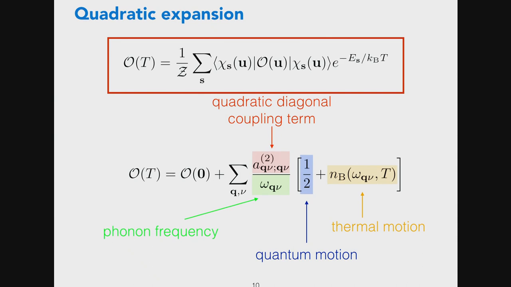The argument I made at the beginning about the computational expense of including lattice dynamics is here exemplified by this sum, where you need to sum over all the degrees of freedom in your system. In molecular systems, you just have the different phonon modes. In solids, you also have the Q vector, which is the momentum of the phonons that you need to sum over. So these are the types of expressions that we want to use when we want to incorporate lattice dynamics into our calculations.